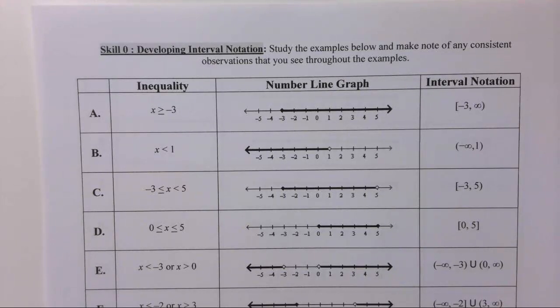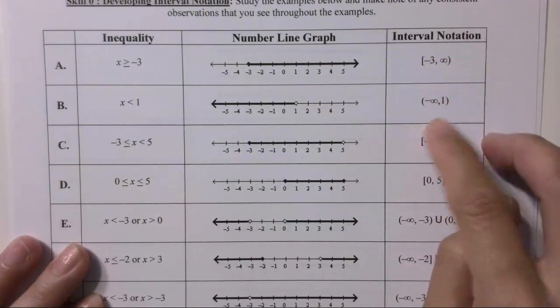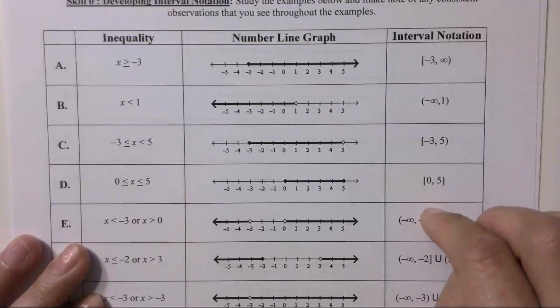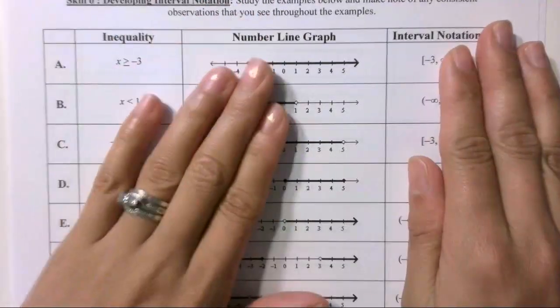And now we're going to learn about interval notation, which kind of looks like this. So it's like a list of numbers, something, comma, something, comma, something. And we're going to learn how to go from here to here and here to here.